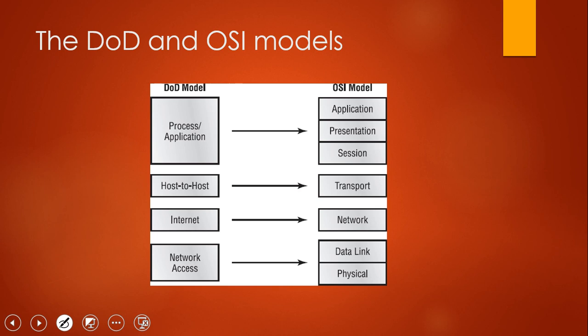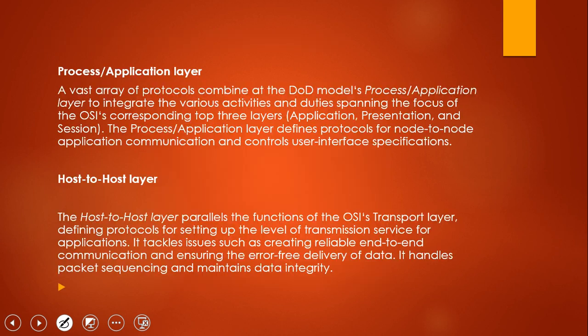DoD and OSI model. In the DoD model we have 4 layers: process application, host to host, internet and network access. In the OSI model, application, presentation and session correspond to the process application layer, followed by transport, network, and data link and physical layers. So this is the difference between the DoD and OSI models. Process application layer: a vast array of protocols combines in the DoD model, and the process application layer interacts with the various activities and duties spanning the focus of the OSI's corresponding top three layers.